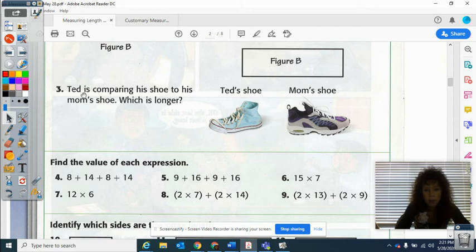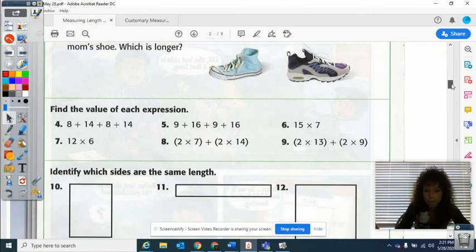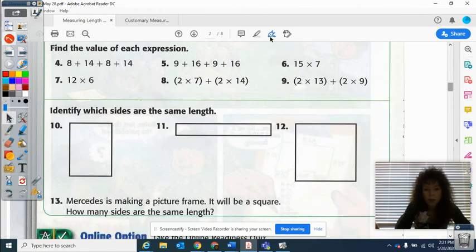And then Ted is comparing his shoe to his mom's shoe, which is longer. We've got Ted's shoe, mom's shoe. These are a little bit closer, but it looks like mom's shoe is still longer. Okay. We're not going to do these right now, although I would love it if you would try. You can do those on your own for extra practice if you want to write down your answers and post them on Seesaw.